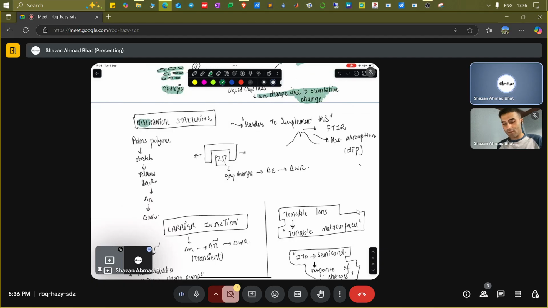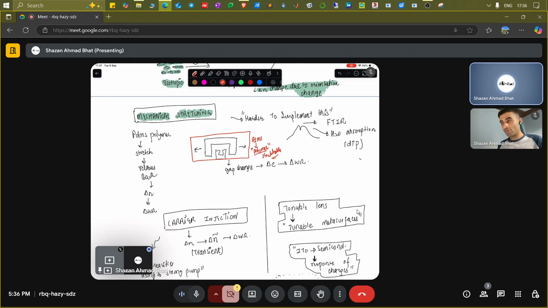Another technique is something called mechanical stretching. Mechanical stretching is literally stretching the material. Let's say, for example, you have this particular split ring system made on a substrate which is something called PDMS. It's a polymer, and it's stretchable. That means you can stretch it, and it will come back to its original position.